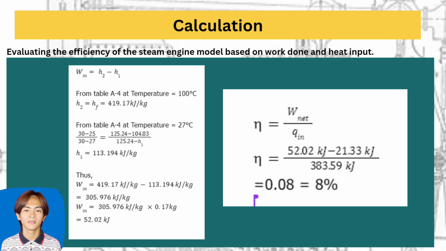We substitute the value into the formula, and we will get the work in equal to 305.976 kJ/kg. But we want it in kJ, so we multiply by the mass of water, and we will get the value of 52.02 kilojoule.